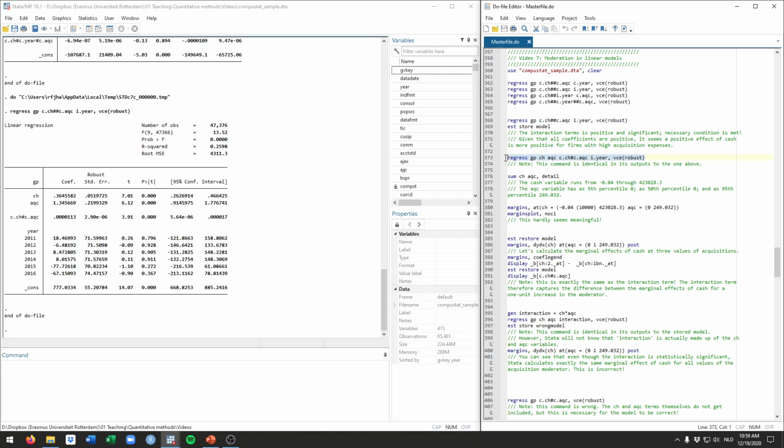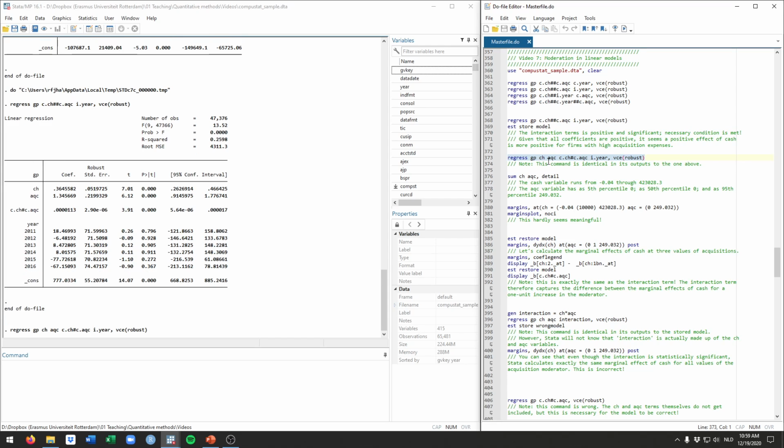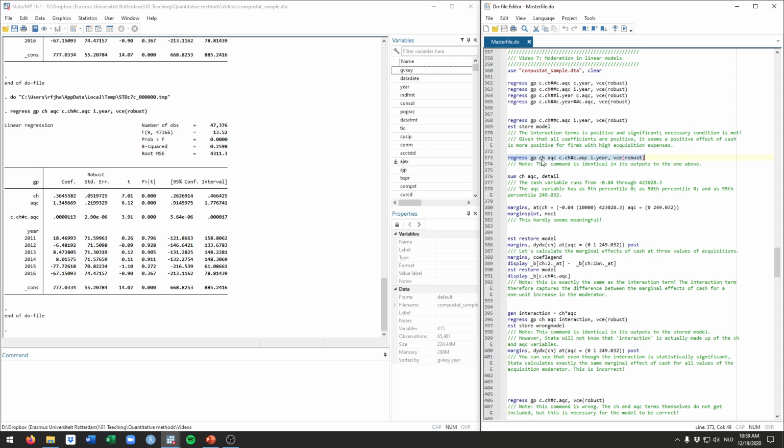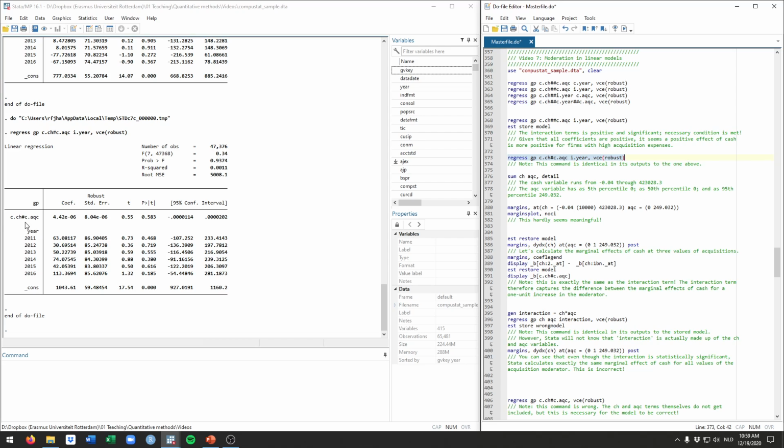Just to illustrate a little bit more this factor notation, what I just ran would be equivalent to running this line here: regress GP, cash, acquisition, and then the interaction just using this single hashtag. So this just means only the interaction, not the lower order terms. So if I remove these two, it will only generate this interaction, and that's wrong.